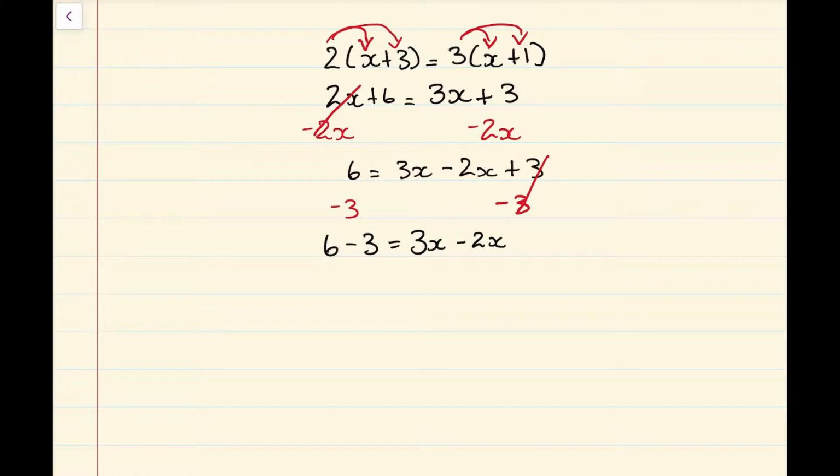And now we just solve for x. We know that 6 minus 3 is just 3, and 3x minus 2x is just 1x, which is just x. So we know that x is equal to 3. And that's basically how to solve that question.